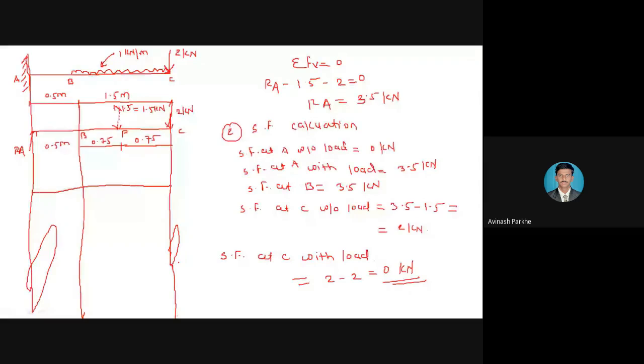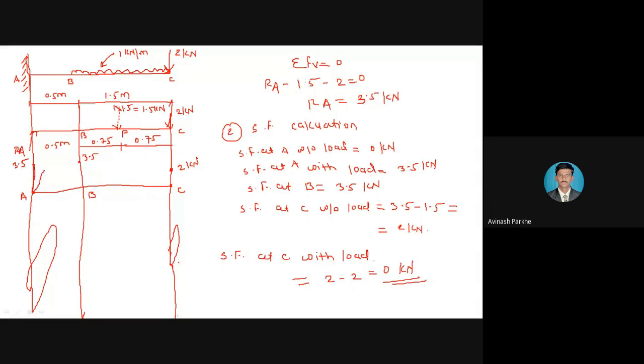So this is point A, point B, and point C. Shear force at point A without load is equal to 0, no problem. Shear force at point A with load is plus 3.5, means a positive value is there. So this is the 3.5. Then SF at B, again 3.5, that means a constant line is there. This is 3.5. And SF at C without load, how much? 2. This is 2 kilonewton, and SF at point C with load is equal to 0. So this is the vertical line.